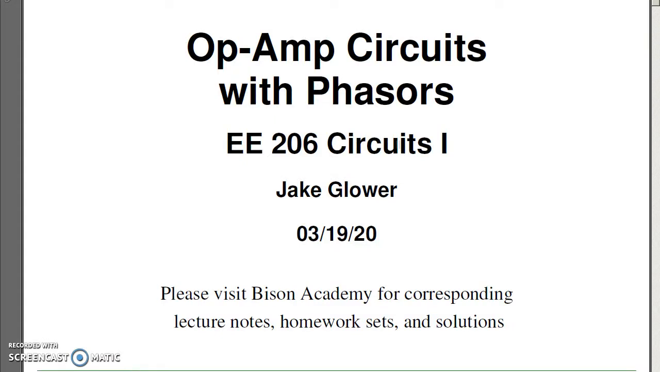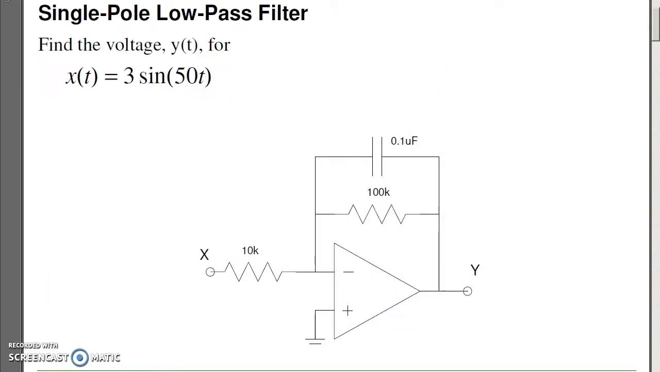Now let's look at op-amp circuits with phasors. With op-amps, you typically use voltage nodes with the stipulation that V plus equals V minus. Same thing with phasors, except now we're going to be using complex numbers. Let's start out with a single-pole low-pass filter.